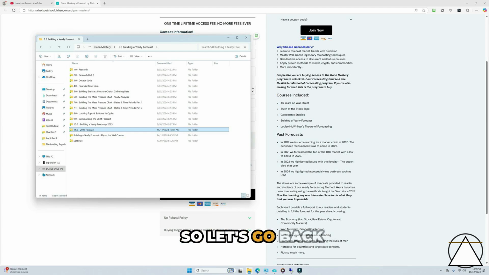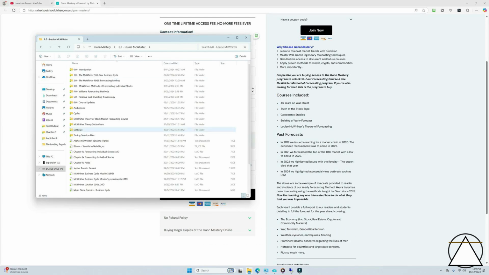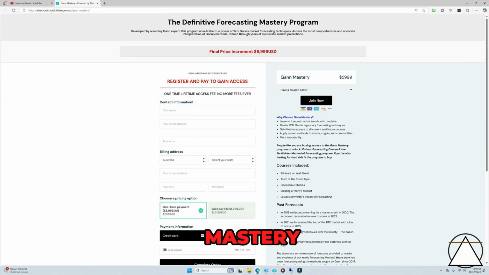Okay, so let's go back. Louise McWhirter's theory of forecasting. Again, this is all included in the Gann Mastery Program.